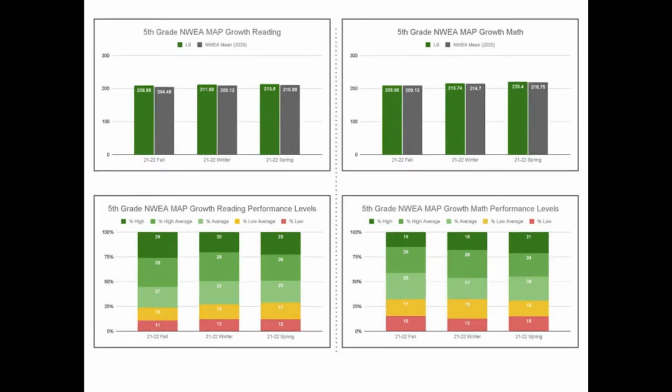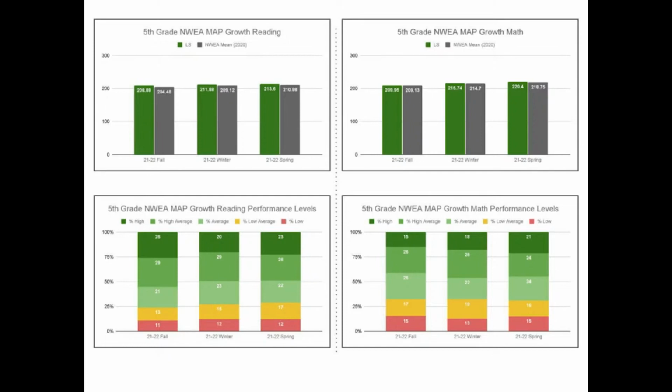And as we move to our 5th grade NWEA, we outperformed once again in the reading, slightly off the pace, not quite 2 points off the pace, and we did slip a little bit from 76 in the top 3 quintiles to 71% in reading, but rebounded in math where we outperformed and outgrew the national average, and we went from 67 to 69% in the top 3 quintiles.